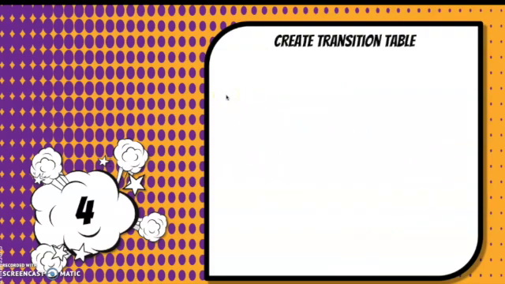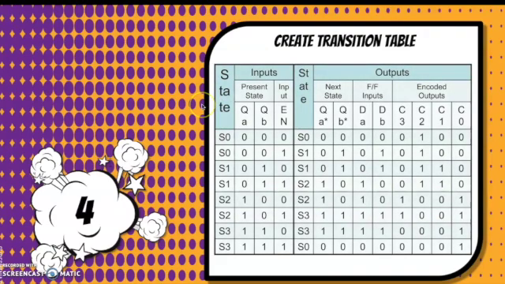So then we need to move on to the transition table. Looking at this transition table, you'll notice that each state has 2 lines on the transition table. One line is for when enable is equal to 0, which is our hold state, and one line is for when enable is equal to 1, which is our next state.